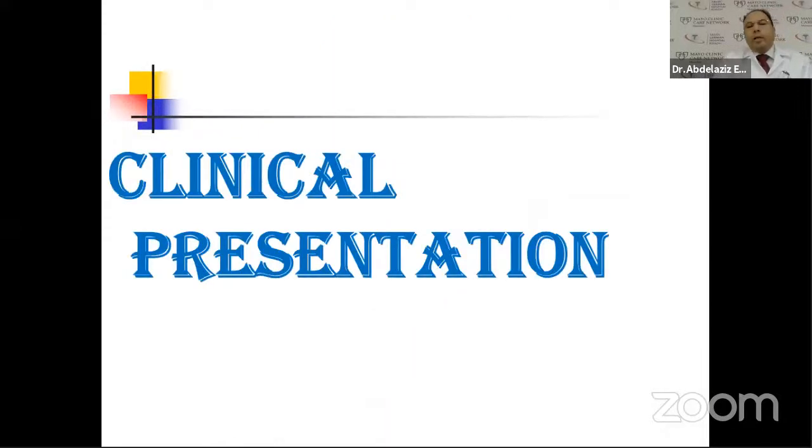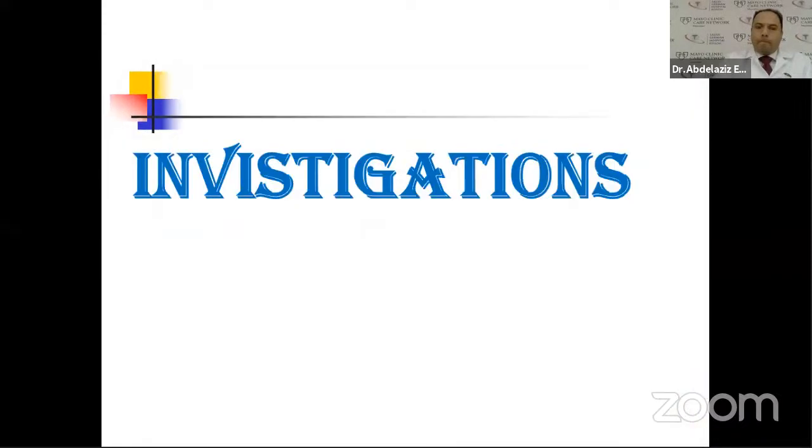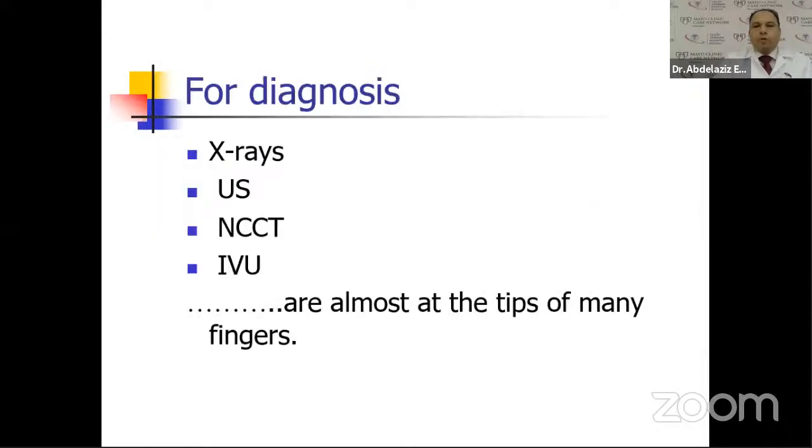Patients with urinary tract stones usually present with renal colic, hematuria, storage lower urinary tract symptoms, and sometimes are asymptomatic, if it is a staghorn stone that is not mobilized with no hydronephrosis. The investigation of patients with urinary tract stones is by X-ray, ultrasound, non-contrast CT, and IVU.